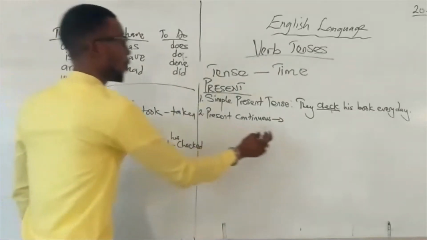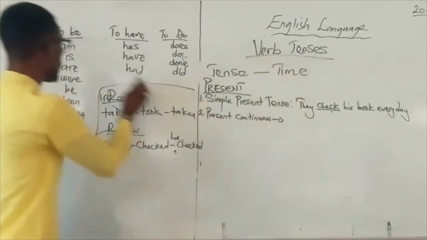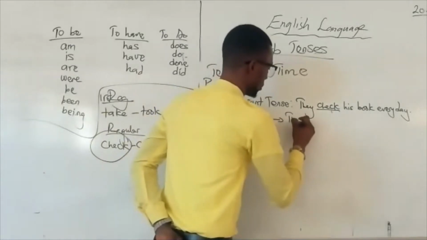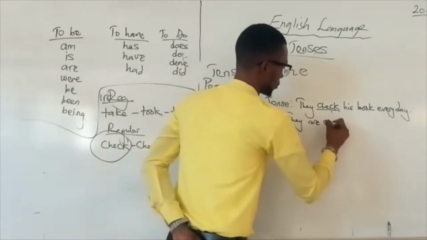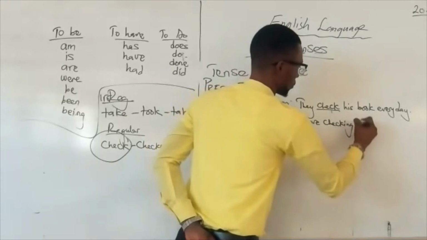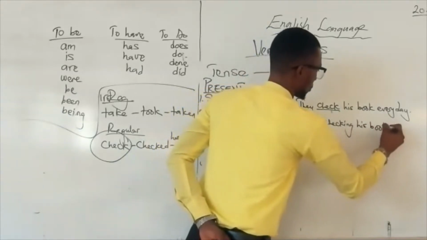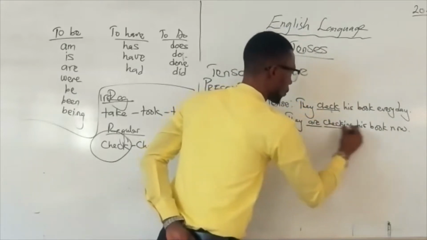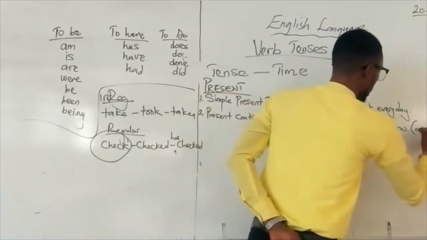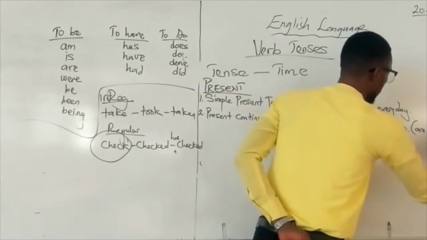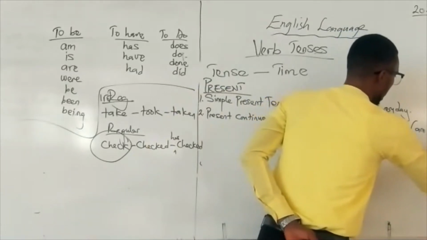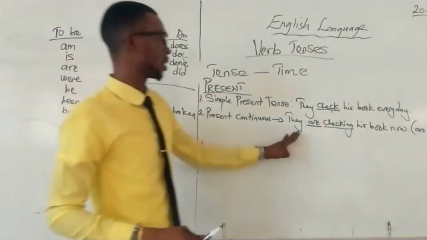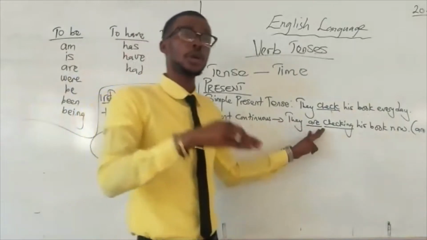Now, in order to form the present continuous tense, you are going to need one of the auxiliary verbs under the verb to be. So you need the verb to be plus the verb plus ing to make the present continuous tense. Now this is to tell you about an action that is going on.